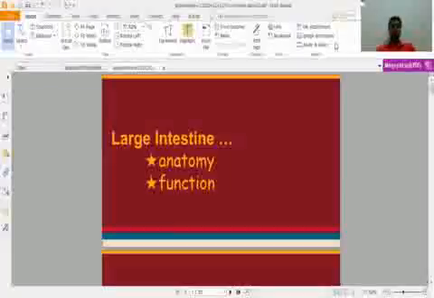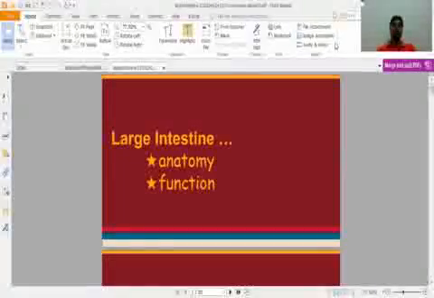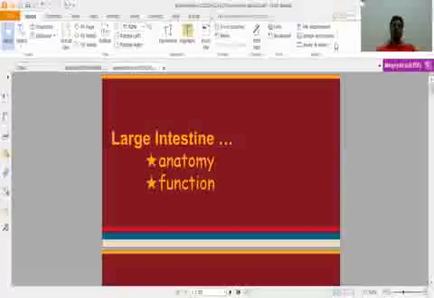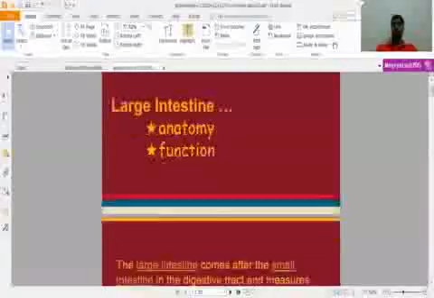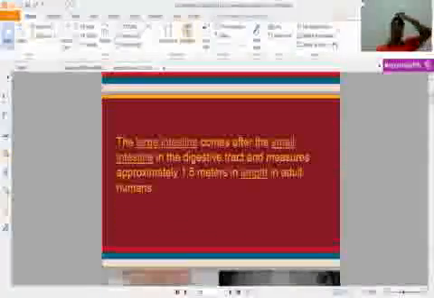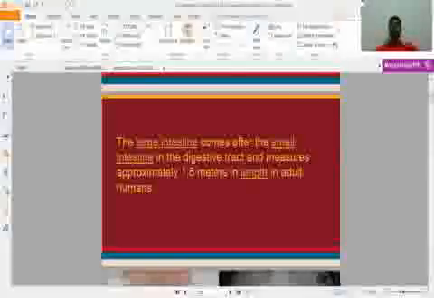In the previous class, we discussed the anatomy of the small intestine, and in today's class we will discuss the anatomy and physiology of the large intestine. The large intestine comes after the small intestine in the digestive tract and measures approximately 1.5 meters in length in adults.